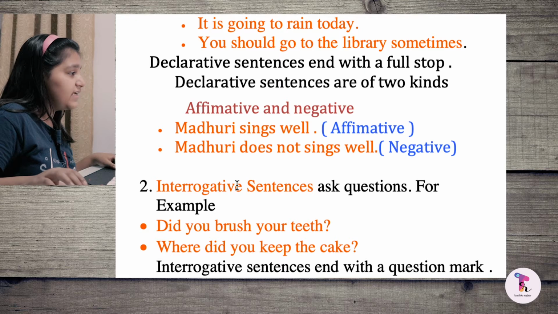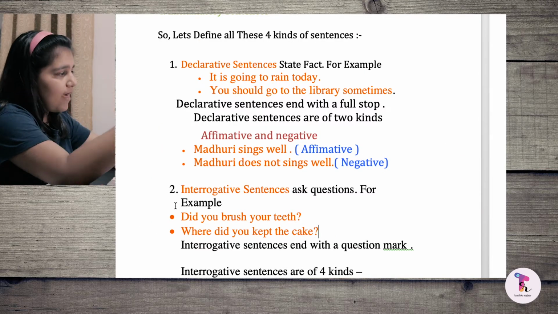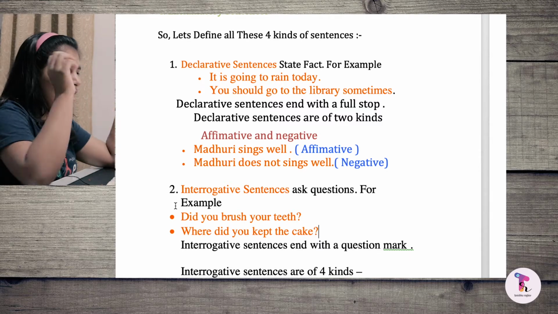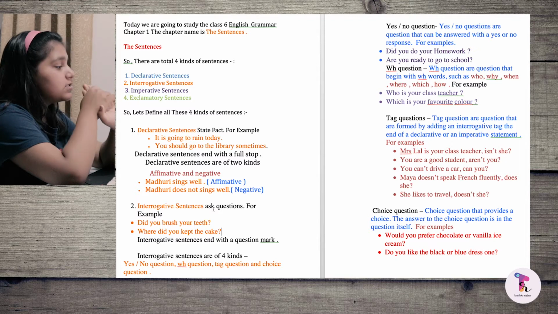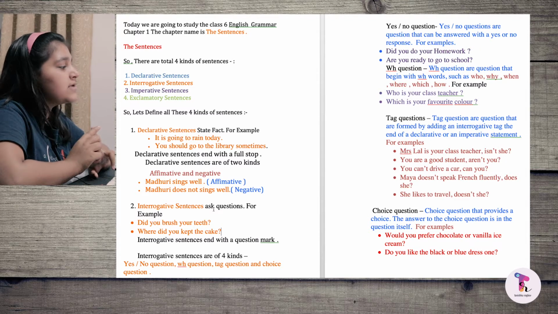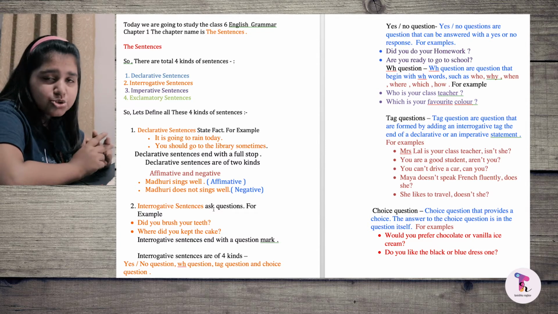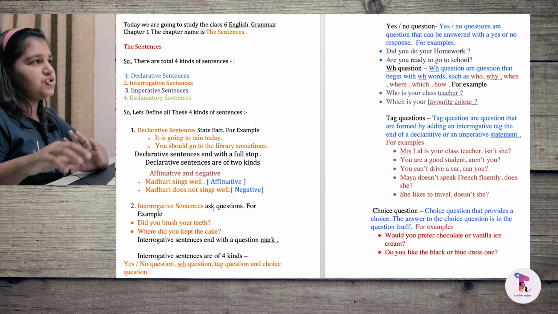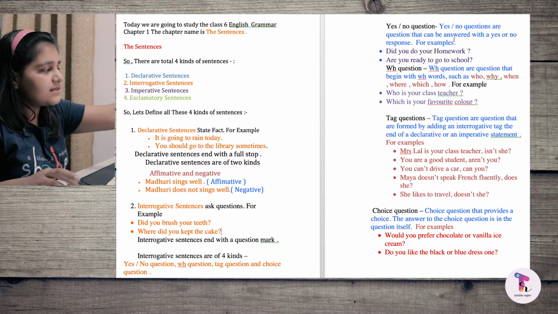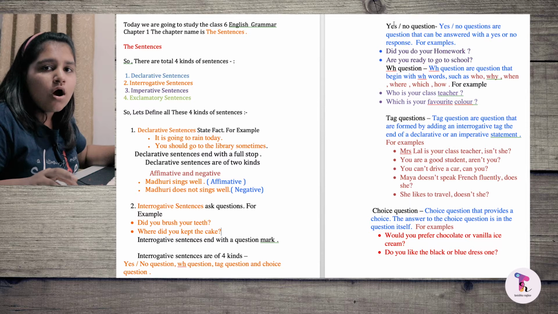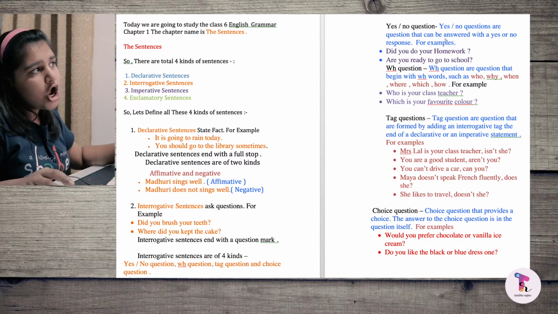Next is interrogative sentences. Interrogative sentences are those sentences which ask questions and they end with a question mark. Okay. Interrogative sentences are of 4 kinds. First is yes no questions, second is WH questions, third is tag questions, and the fourth is choice questions. Now we also have to define all these 4 kinds. So first was yes and no questions. Yes and no questions are questions that can be answered with a yes or a no response.